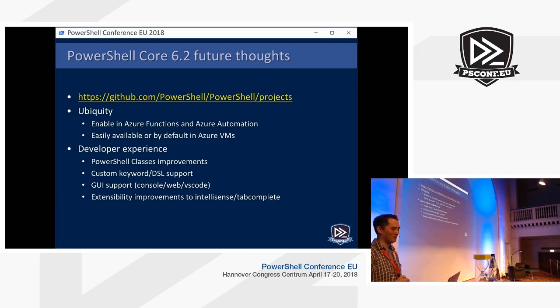GUIs. So I kind of talked about this in one of the community calls. I would love to have more GUI support. Some people really miss Out-GridView. You saw a couple of the demos. People are using Out-GridView. It's a great way to visualize an object.